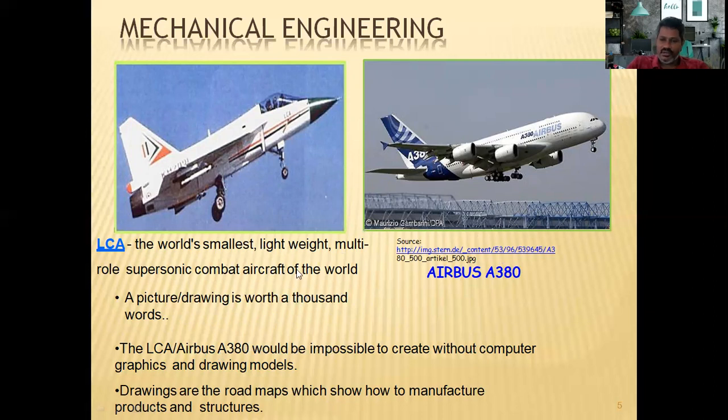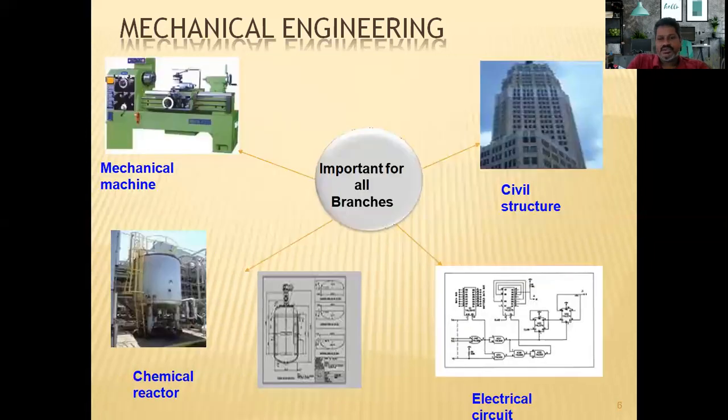So drawings have applications to draw mechanical components as well as buildings. Even you can see here civil structures and mechanical components of the machines. Even you can see here chemical reactors. So you can observe the figure of the chemical reactor here. Then it can be an electrical circuit. So everywhere we require the drawing.